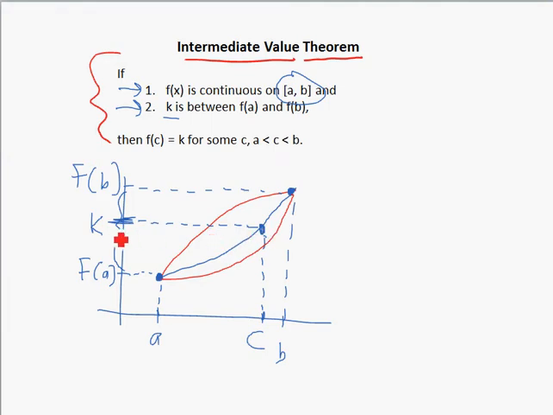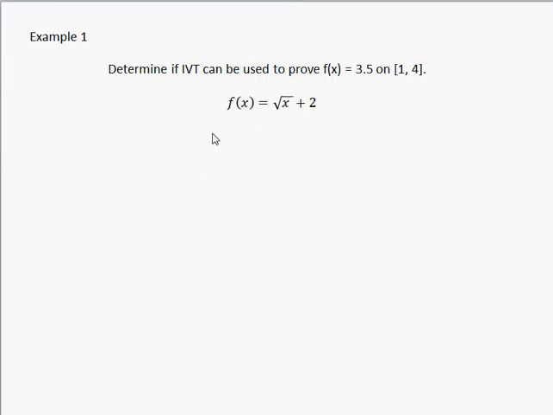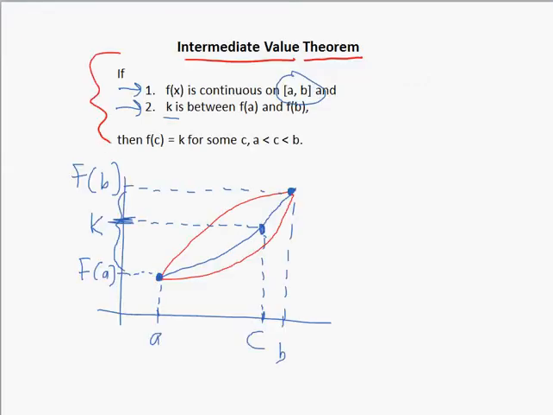So let's take a look at a concrete example of a function. Questions you'll see usually look like this: determine if IVT can be used to prove f of x equals 3.5 on this interval. To determine if we can use IVT, all that really means is, are the conditions for IVT met? So let's go back to the conditions. We need f to be continuous on the interval from a to b.